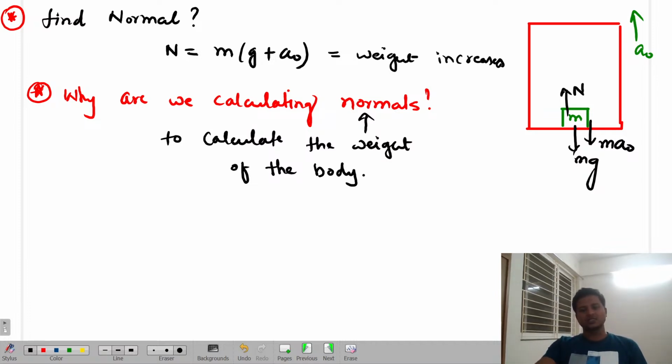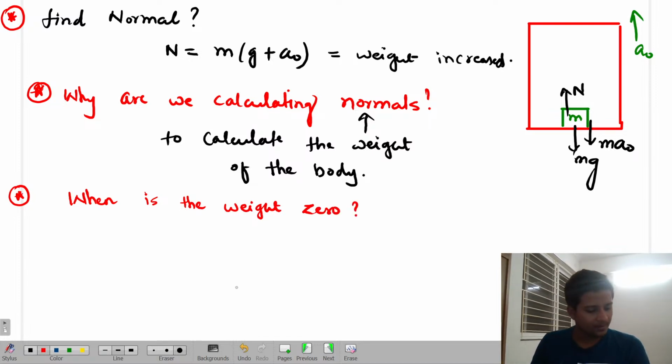The question arises, when is the weight zero? There is a chance that weight can also be zero. Weight has decreased, weight has increased, then when is the chance that weight is zero? So basically, how to measure the weight? We are measuring the weight by normal or not?